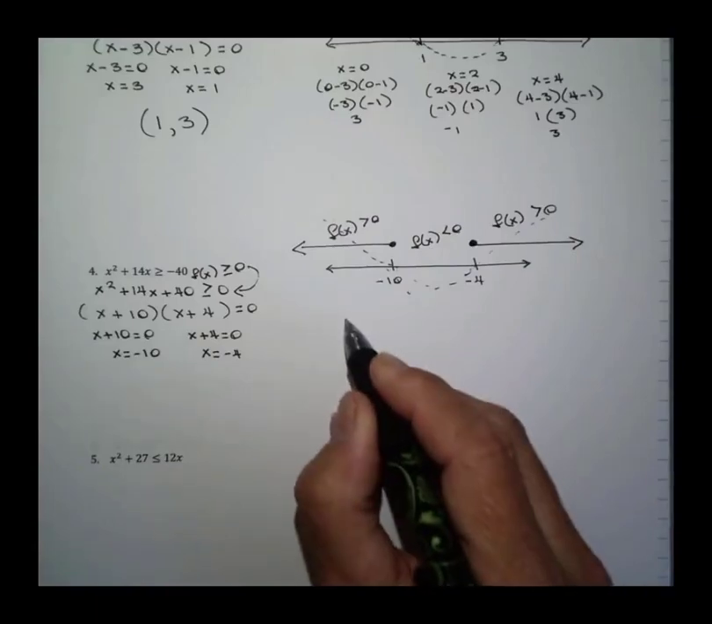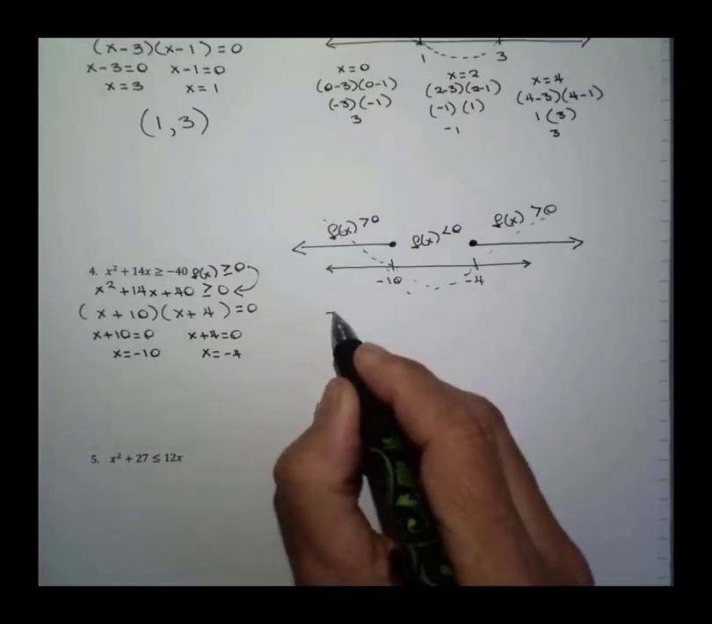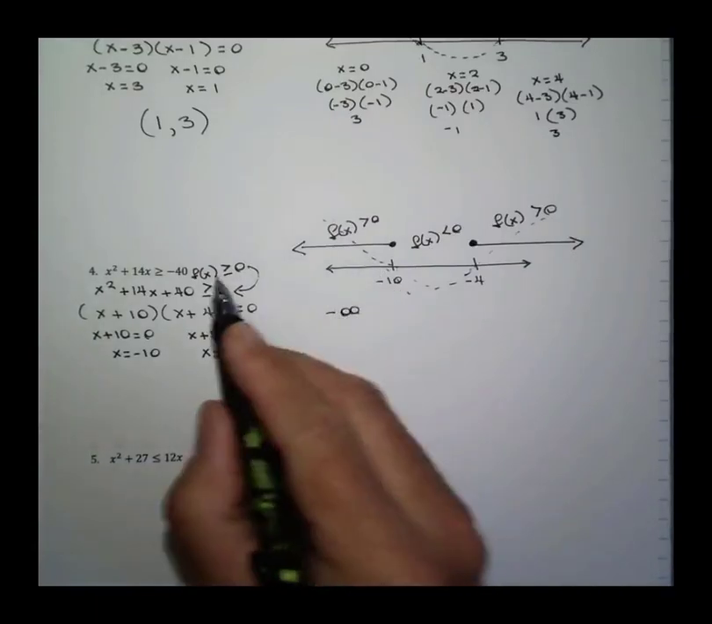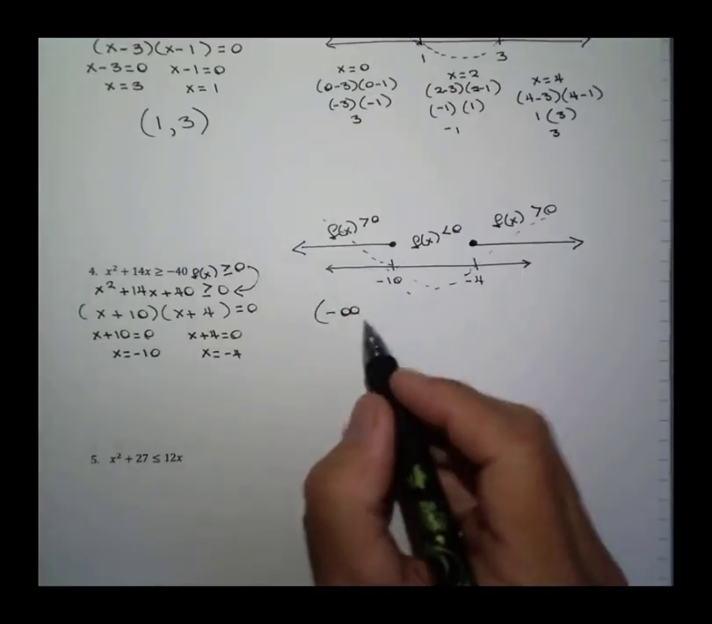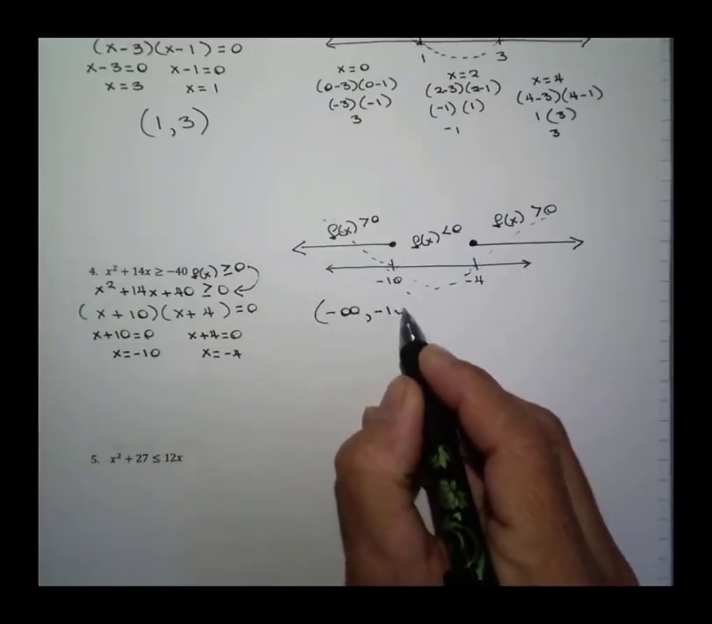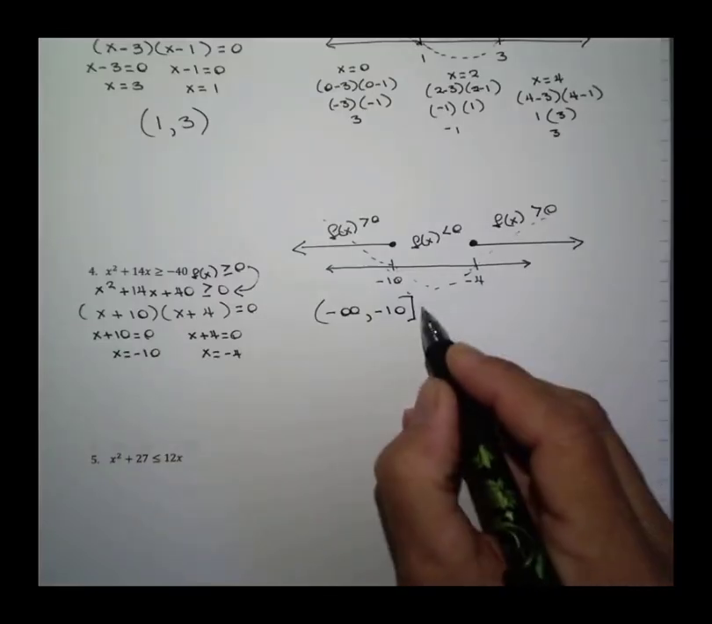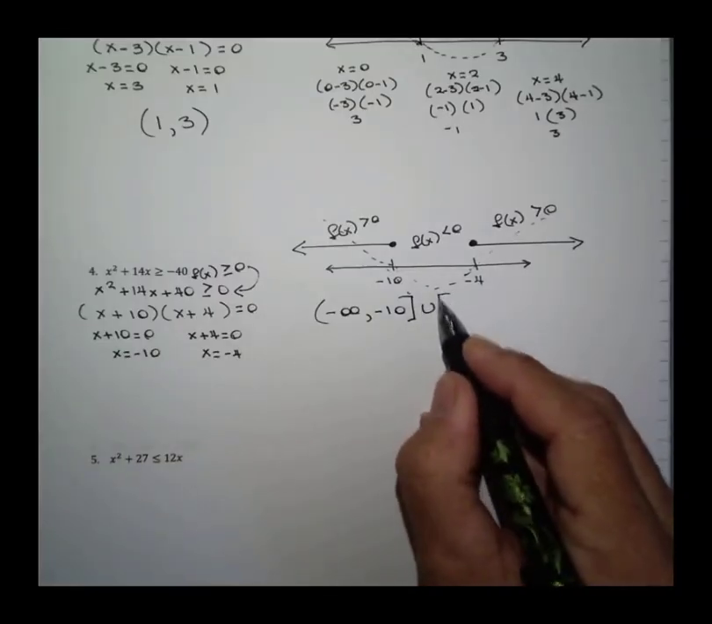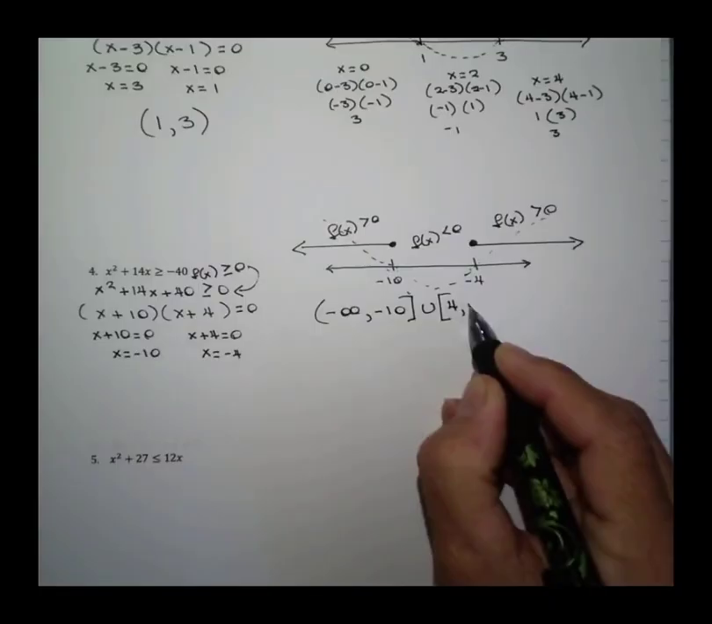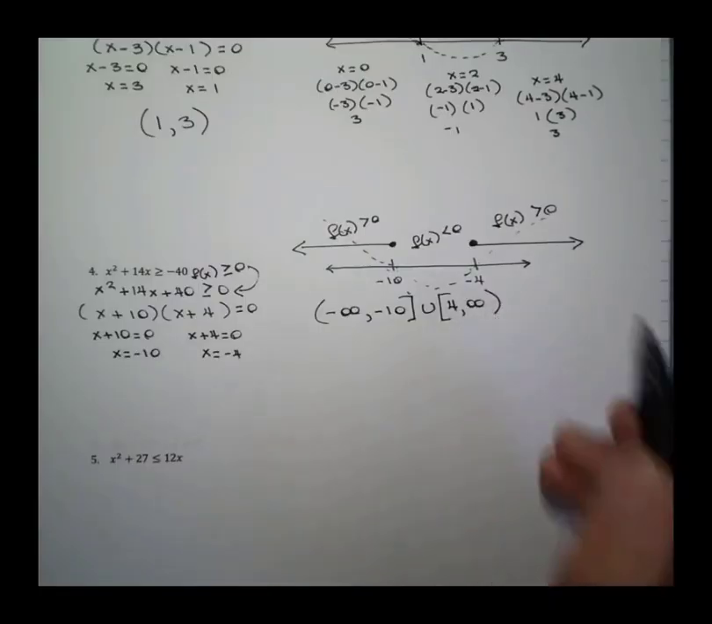Or I could use my brackets and say it satisfies the inequality from negative infinity all the way up to negative 10, and negative 10 is part of the solution. Then I'll join that with negative 4 to positive infinity.